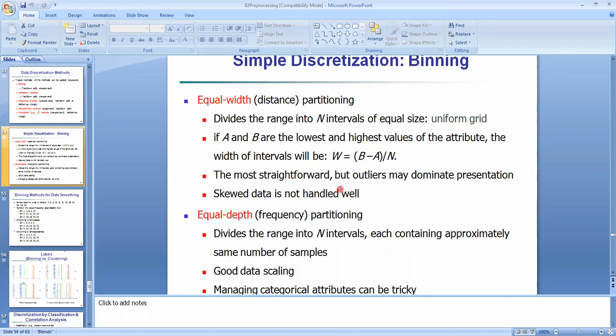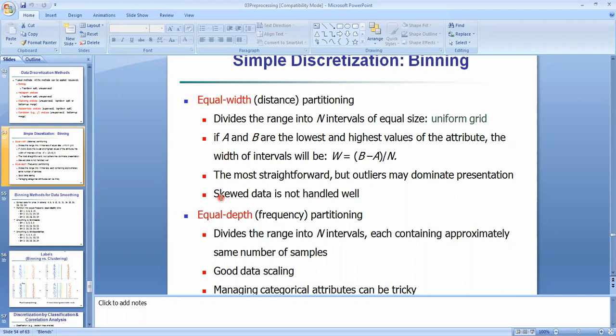This is the most straightforward method, but outliers may dominate the presentation. In equal width partitioning, outliers will be present over here. This is the drawback of equal width distance partitioning: skewed data is not handled well. So what is skewed data that is not handled well? That was the equal width partitioning method.